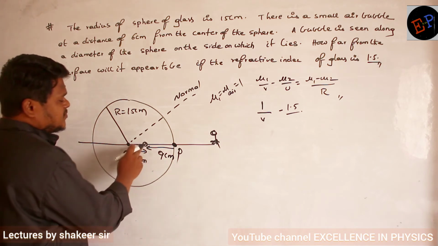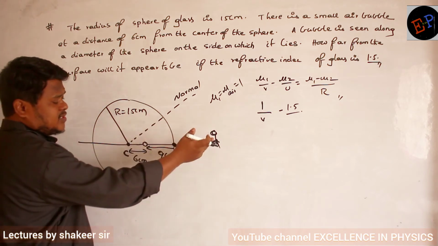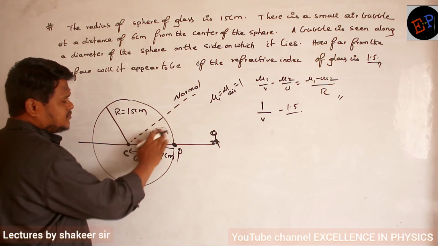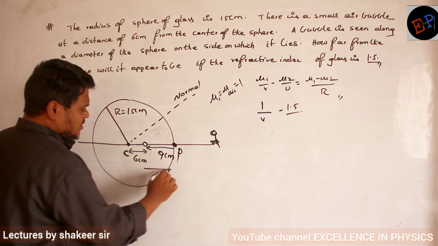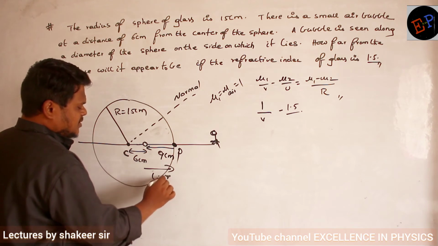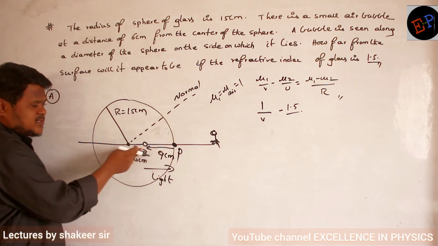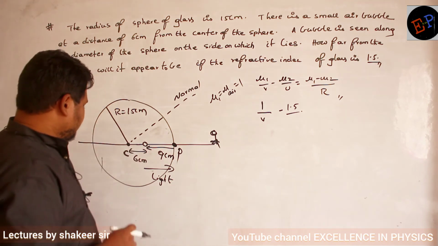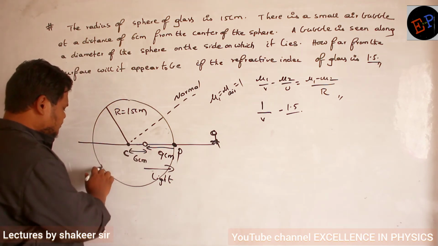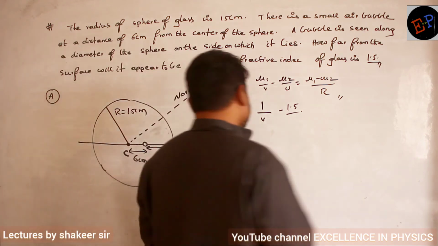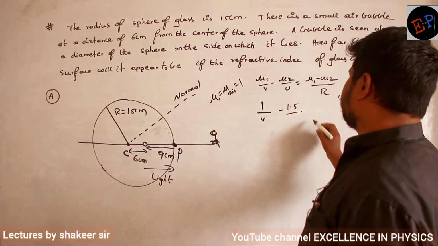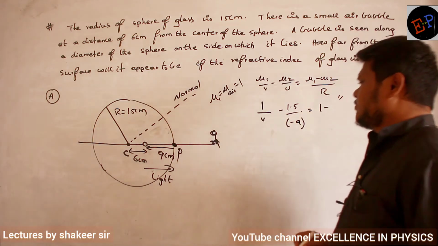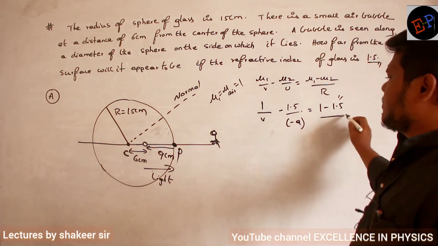Minus 9, because from the object, light is going to the observer in this direction. So light is traveling in this direction. This is the direction of light. But we are measuring distances in the opposite direction, from the pole. So minus 9. So what will I write here? Image distance is plus 9 or minus 9? So it is minus 9. Okay. mu1 value 1, mu2 value 1.5, divided by the radius of curvature.